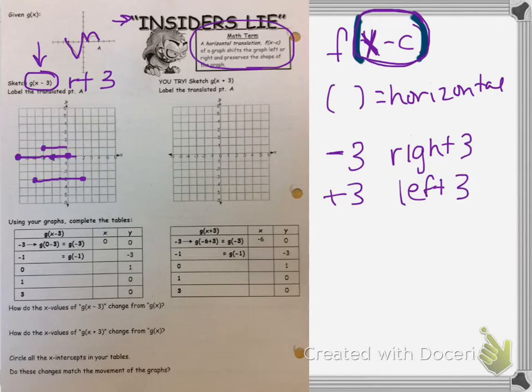1, 0 is going to be 1, 2, 3. And 3, 0 is 1, 2, 3. And we can draw our new graph like that. I will go over it in a different color. So we took this whole graph and we shifted it just to the right 3.